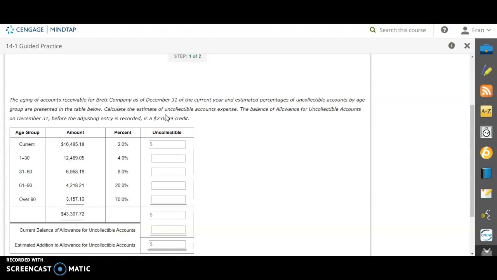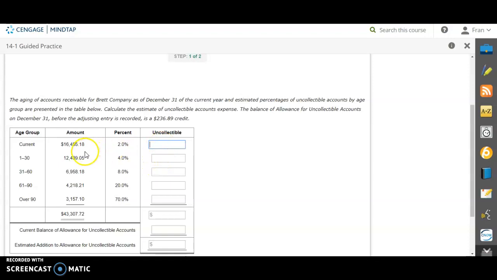Then they look at their history and say, hey, 2% of my current people won't pay. 4% of my people that have things that are 1 to 30 days outstanding won't pay. And you look how the percentages go up, and by the time we get to people that haven't paid within 90 days, 70% of them do not pay. And that's one way a company can estimate their allowance for uncollectible accounts.